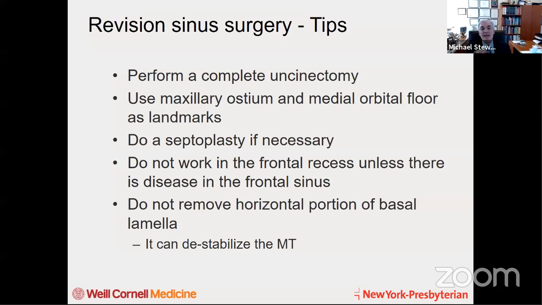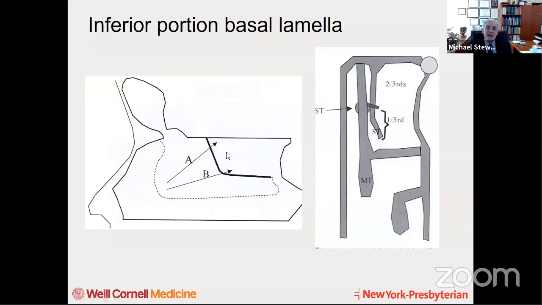And when you do that, if you remove that horizontal portion of the basal lamella, that actually is a bone that's holding the middle turbinate medial, and it can destabilize the middle turbinate and make the middle turbinate more likely to lateralize. Here's a sagittal drawing of the anterior ethmoid and posterior ethmoid, and this is a drawing of the basal lamella. The part we're used to seeing as we operate endoscopically back through the ethmoid is this anterior face of the basal lamella. You open into this anterior face, and that exposes your posterior ethmoid. The temptation then is to continue to remove all this inferior portion, which can destabilize the middle turbinate.